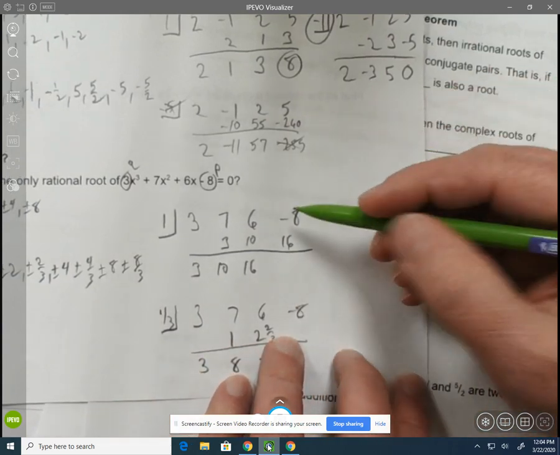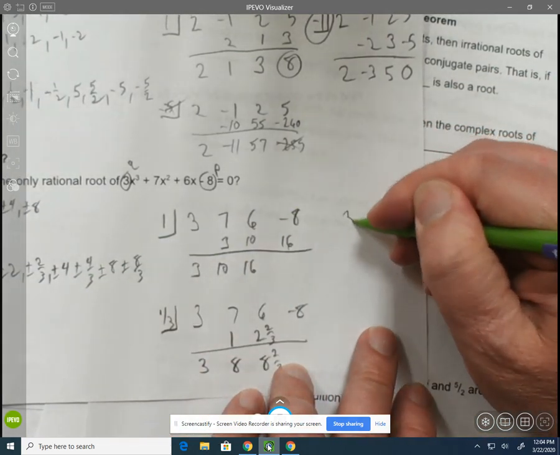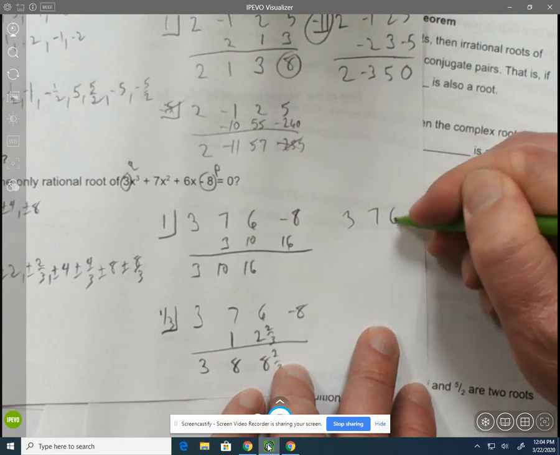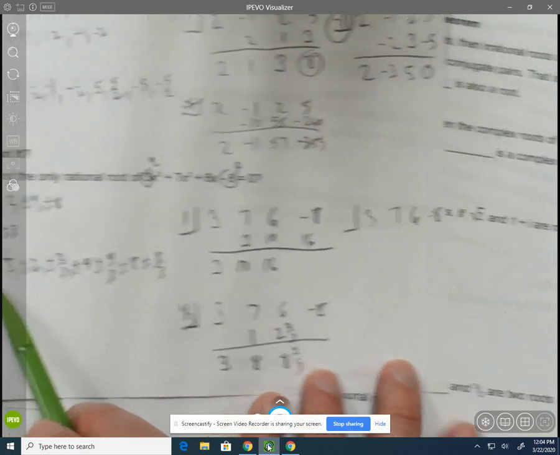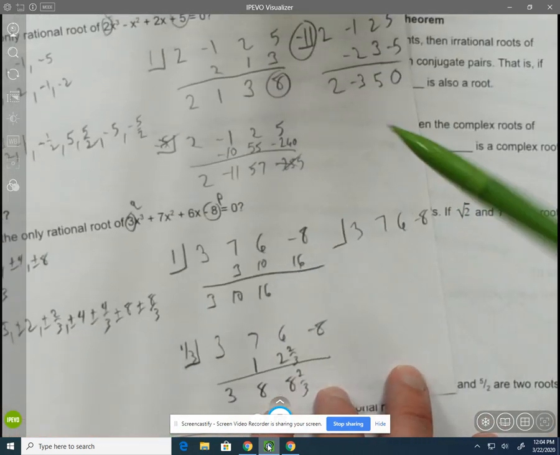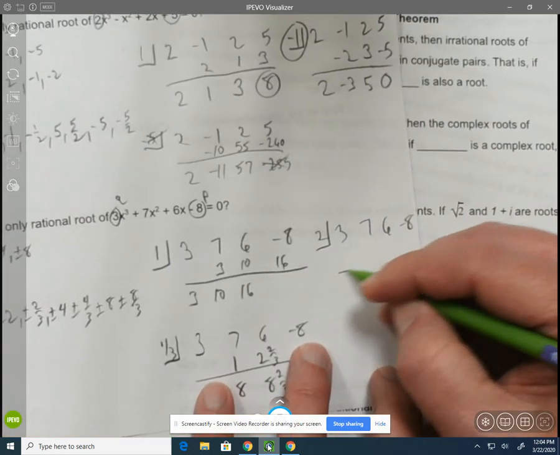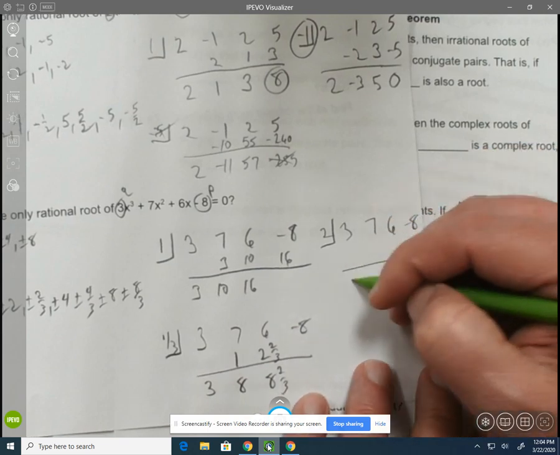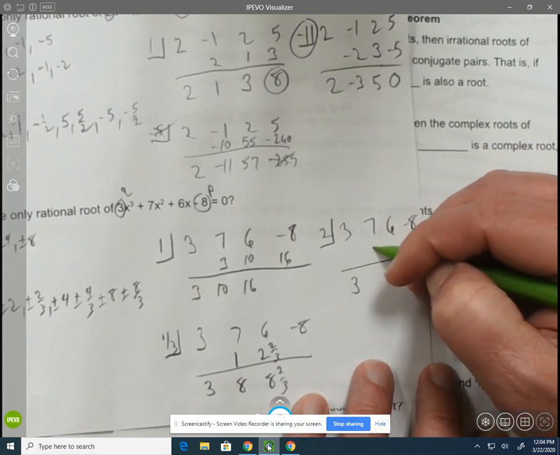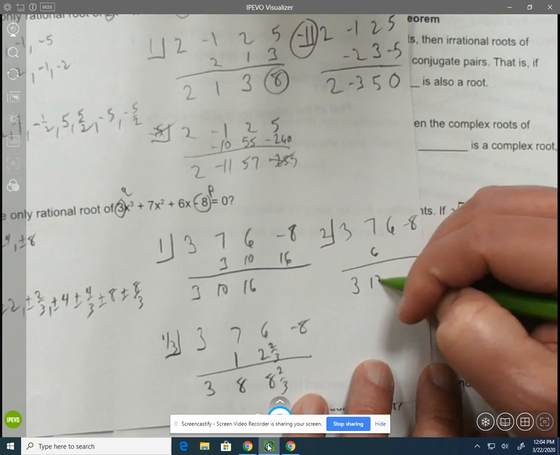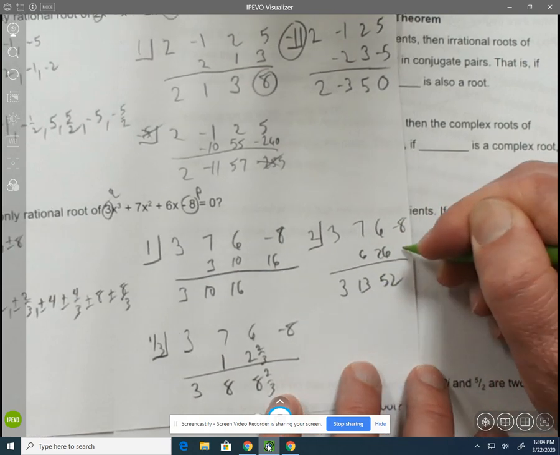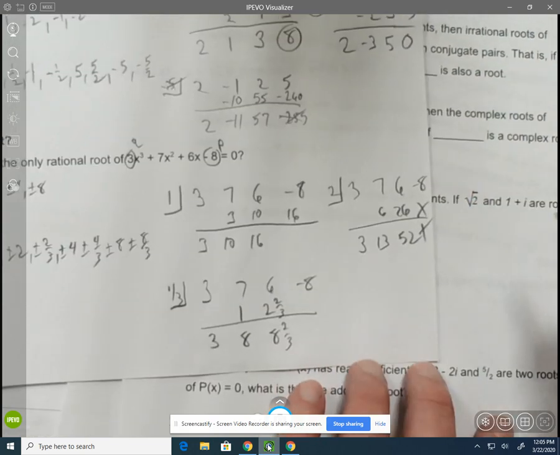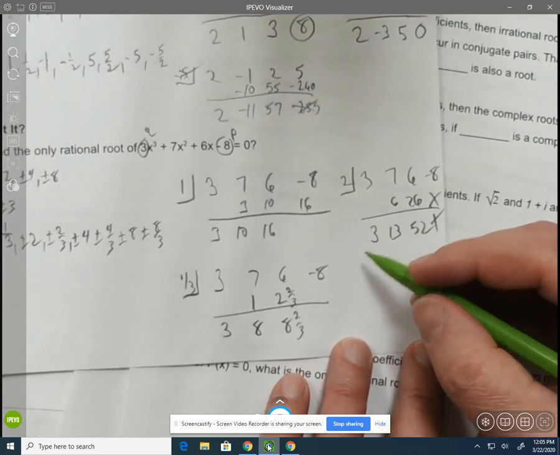So again, I'm trying to find the one of these that works. So we go 3, 7, 6, -8, and let's just work down the line. So I did 1, and then I checked 1 through. Let's try 2 here. All right. And I can go through and check all the negatives. So I add, and then I multiply, and then I add, and then I multiply, and then I add, and then I multiply. Not going to work. All right. Hopefully this one works because I'm running out of room.